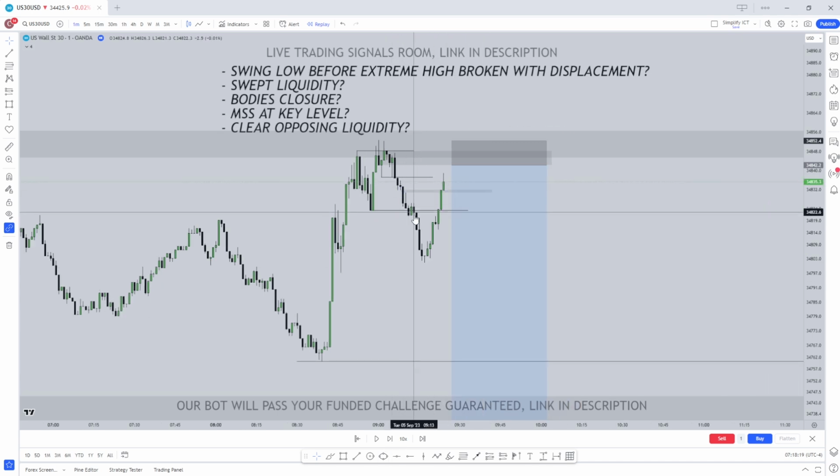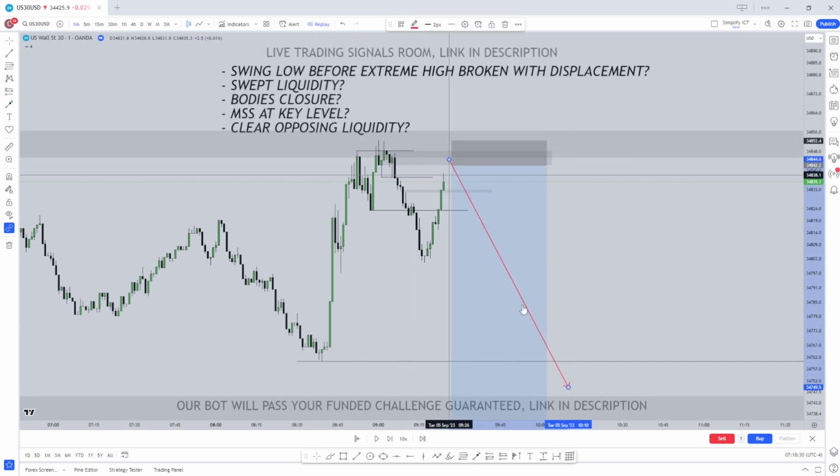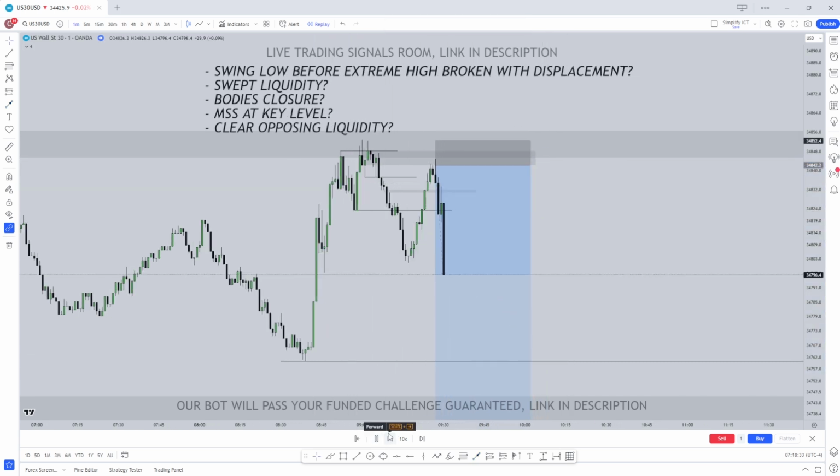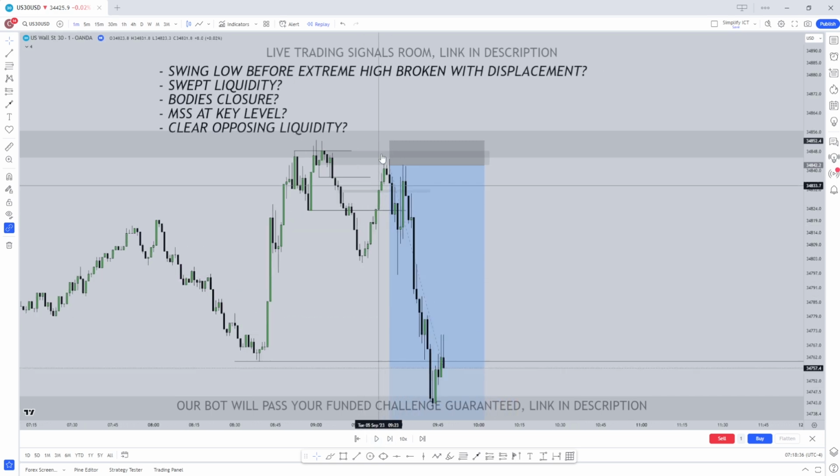So as you can see, once price moves away from this area right here, it's pretty clear that price is moving away with displacement and a market structure shift has occurred. So now we can see price moving in the opposite direction to the downside. And all we're waiting for is our entry to be tagged in, and as you can see, we get that perfect wick entry right there.